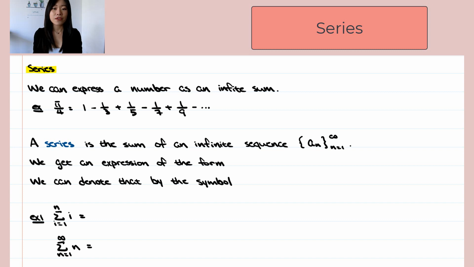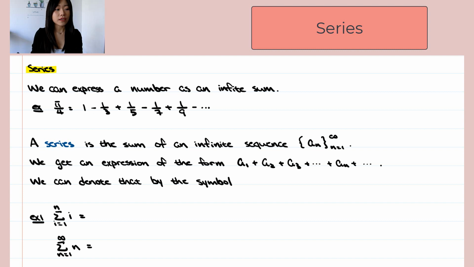As I mentioned in the overview of this section, a series is the sum of an infinite sequence. The sequence has terms a_n for n equals 1 to infinity. Then we get an expression of the form a1 plus a2 plus a3, and that keeps going until infinity. So it is similar to an infinite sequence, but instead of listing each term, now we add them up.